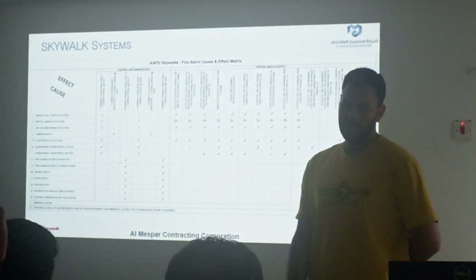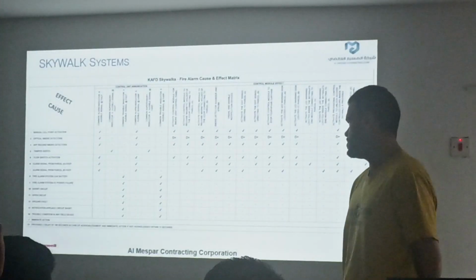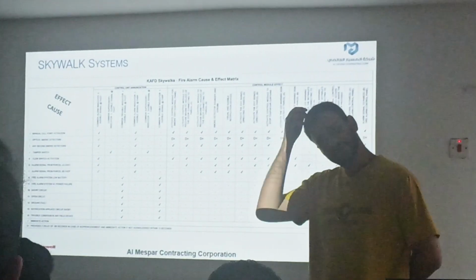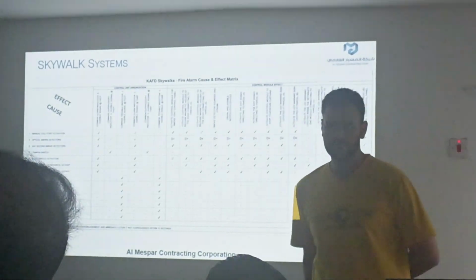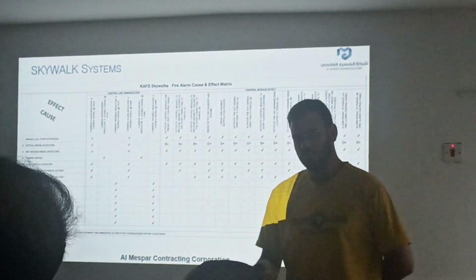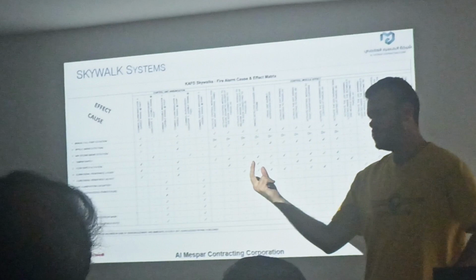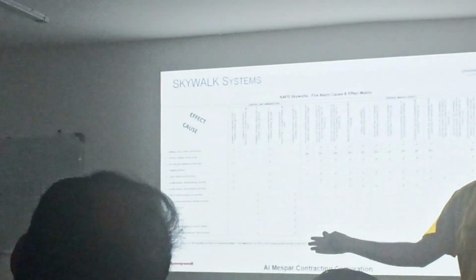But let's check another scenario. It will be our last scenario, then we will go to questions. If fire is happening in building A, what will happen? In each skywalk, we have parcel A and parcel B. In parcel A, we will install 2 modules.